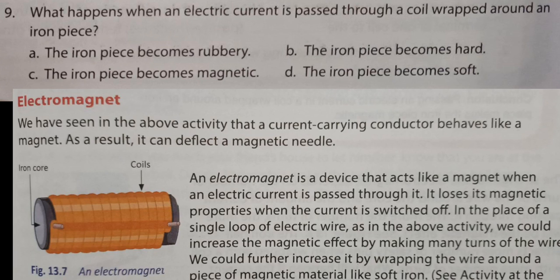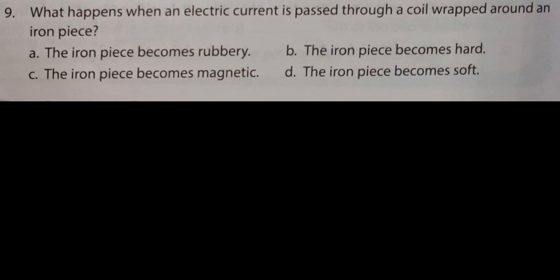A current carrying conductor behaves like a magnet. It can deflect a magnetic needle. So an electromagnet is a device that acts like a magnet when the electric current is passed through it around coils. So the answer to question number 9 would be option C, the iron piece becomes magnetic.